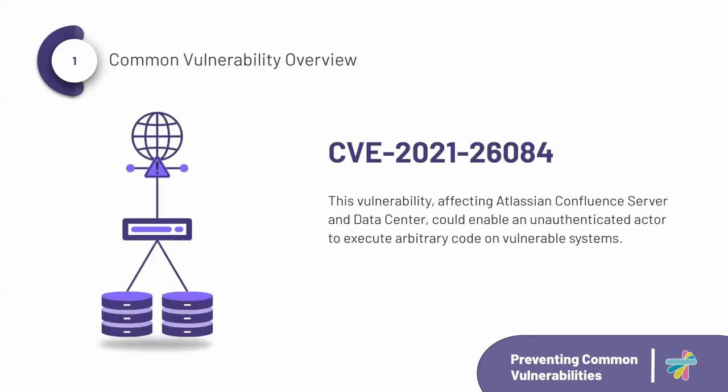Next, CVE-2021-26084. This vulnerability affecting Atlassian Confluence Server and Data Center could enable an unauthenticated actor to execute arbitrary code on vulnerable systems. This vulnerability quickly became one of the most routinely exploited vulnerabilities after a POC was released within a week of its disclosure. Attempted mass exploitation of this vulnerability was observed in September 2021.